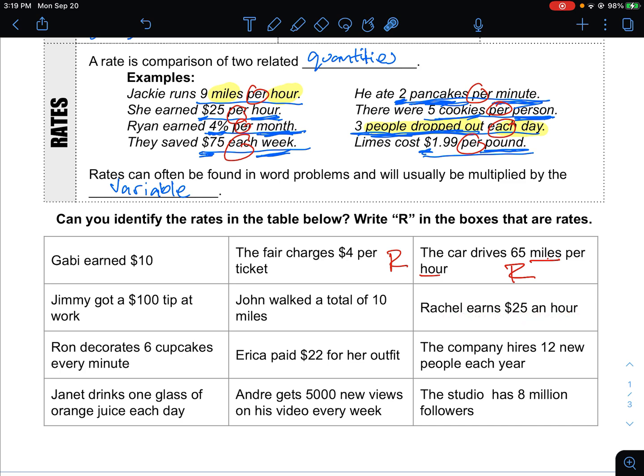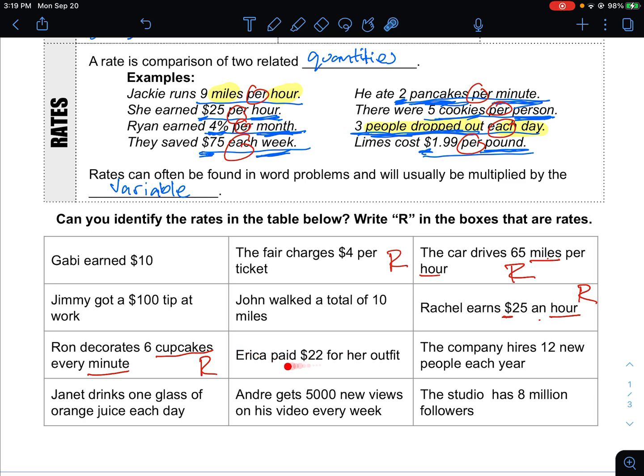Rachel earns $25 an hour. What are the two things being compared? The money and hours. Earns $25 an hour or $25 per hour. This is also a rate. Ron decorates 6 cupcakes per minute, every minute. So that's cupcakes and minutes. That is a rate.